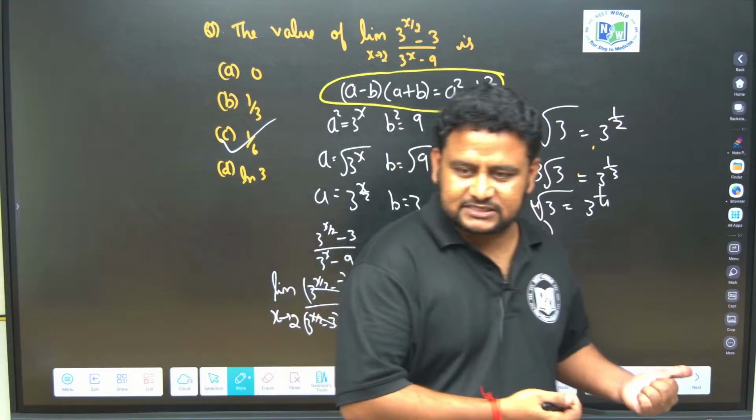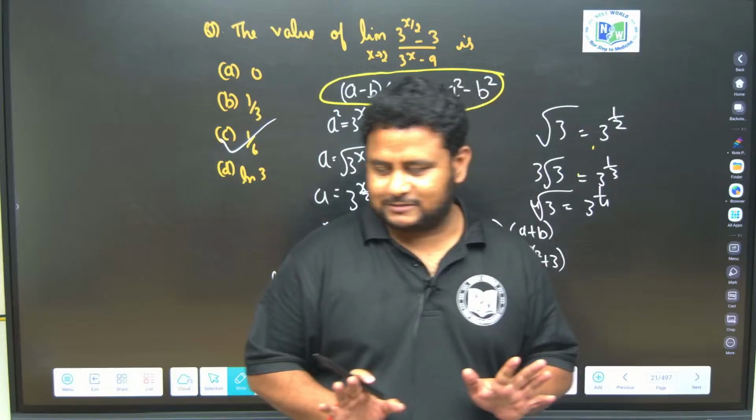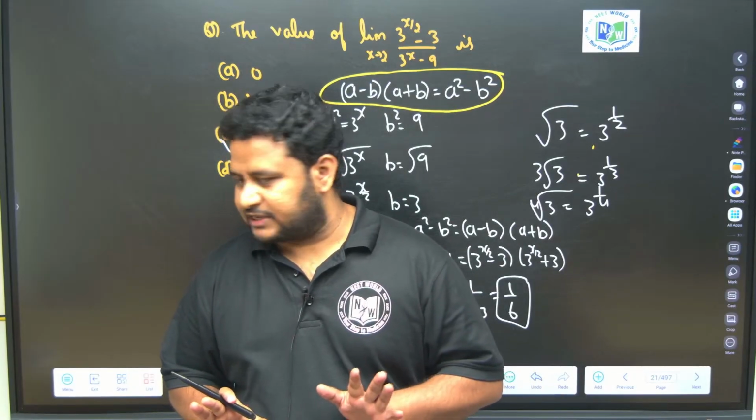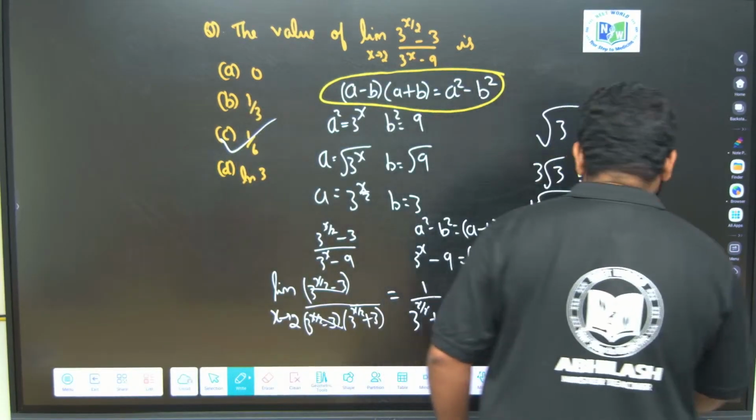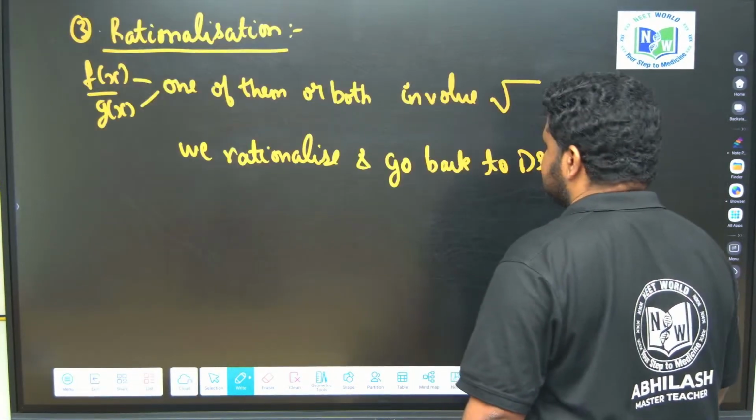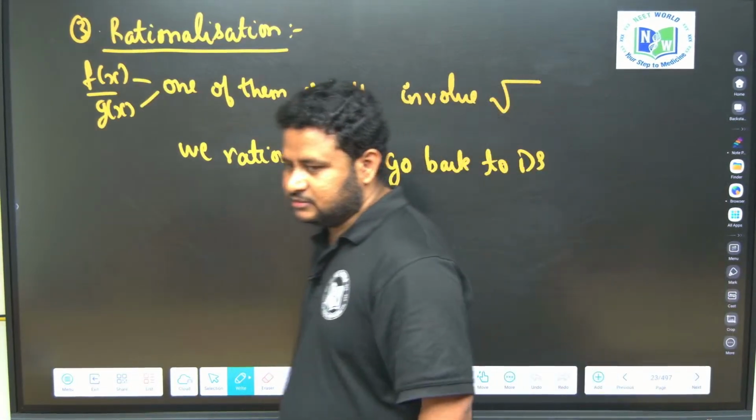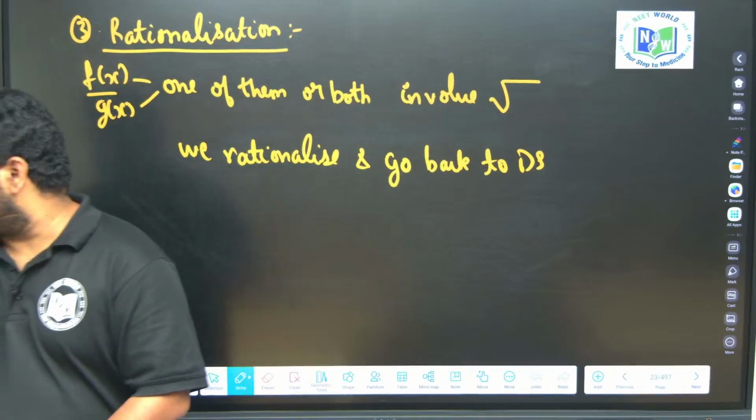Now let us move to the next type of question. If you have any doubt, you can ask. Let us move to the next type of method. See here. So rationalization. Okay, the method is called rationalization.